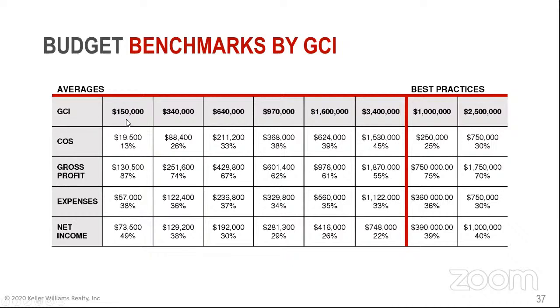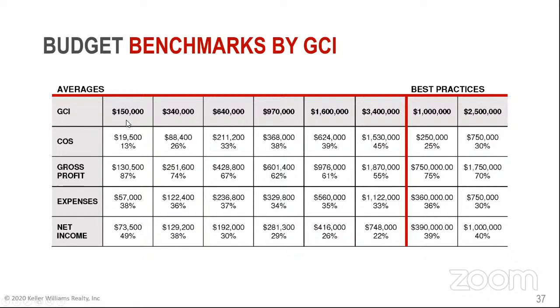$150,000 total gross commission income. Your cost of sales is going to be relatively low because you don't have bonuses and salaries that you're paying out. Your gross profit, you see, is going to be much higher than that 70% that the MREA agents are doing. Okay, your expenses should be about 38%, and your net income is going to be about 49%.